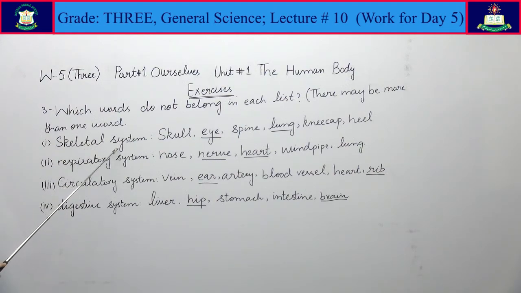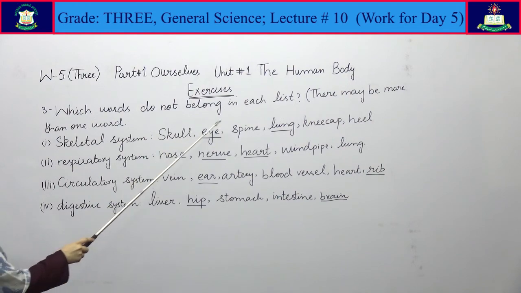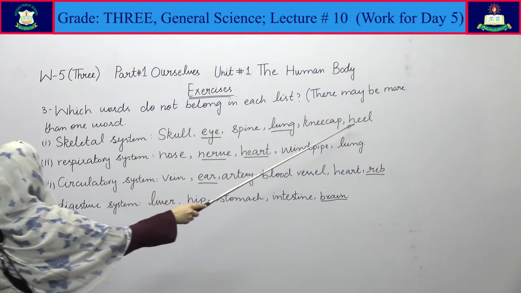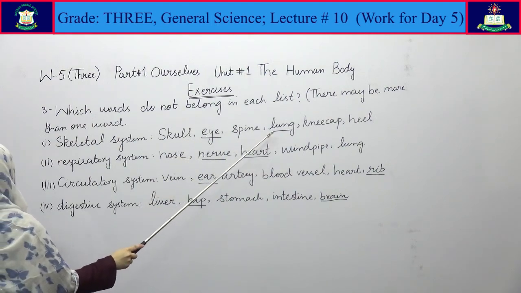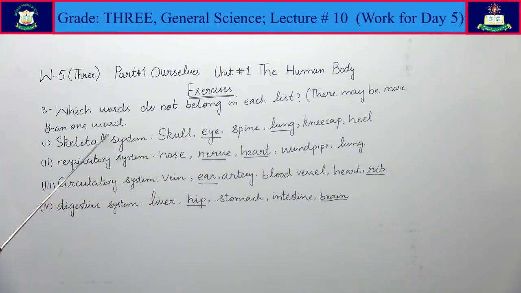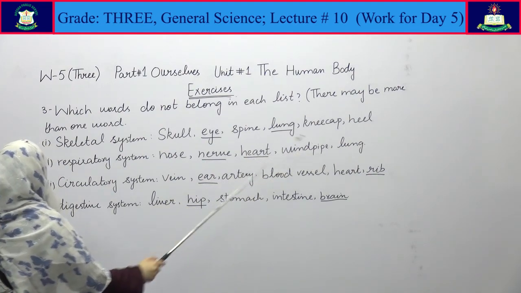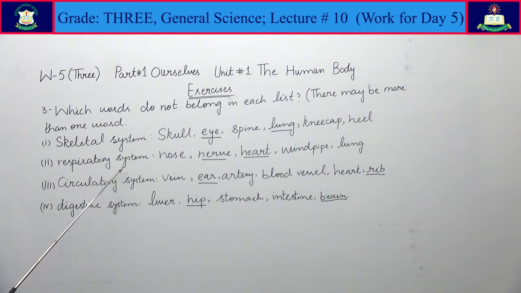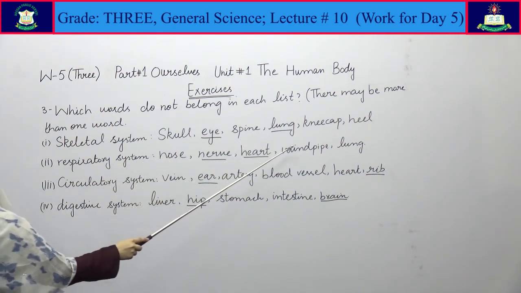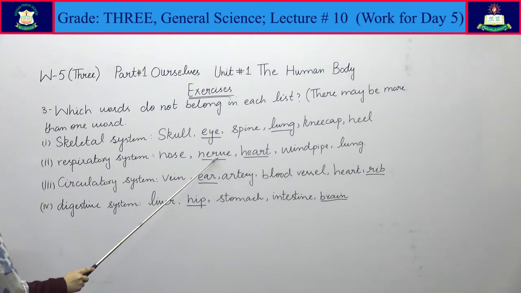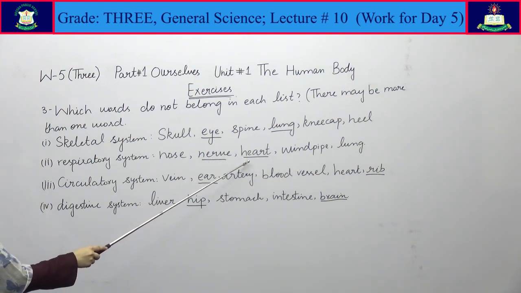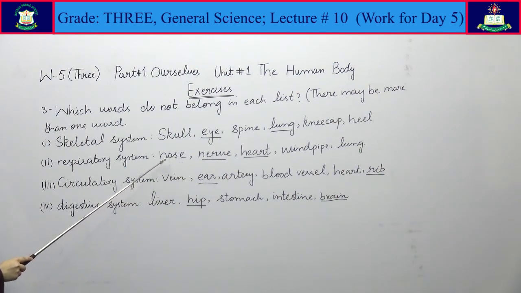Students, skeletal system is made up of skull, spine, kneecap and heel. So eye and lung do not belong in this system. Respiratory system. Nose, nerve, heart, windpipe and lung. But respiratory system consists of nose, windpipe and lung. So these two words, nerve and heart, do not belong in this system.